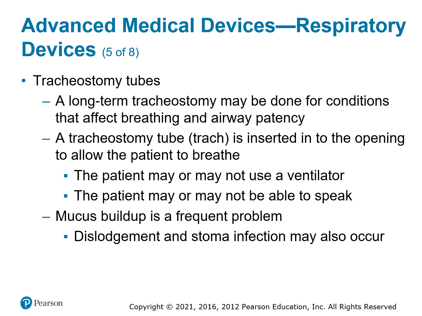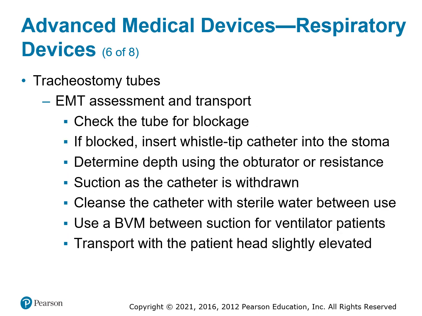The soft tip suction a lot of times is all that it takes. You may have to use a little bit of saline to thin the mucus buildup before you can actually utilize that soft suction to remove the mucus. Check the tube for a blockage. If it's blocked, you can insert that catheter into the stoma. You can determine the depth using that obturator if it's there, or if you meet resistance. You shouldn't have to go in there more than about maybe 2 to 3 inches. Suction as the catheter is withdrawn.